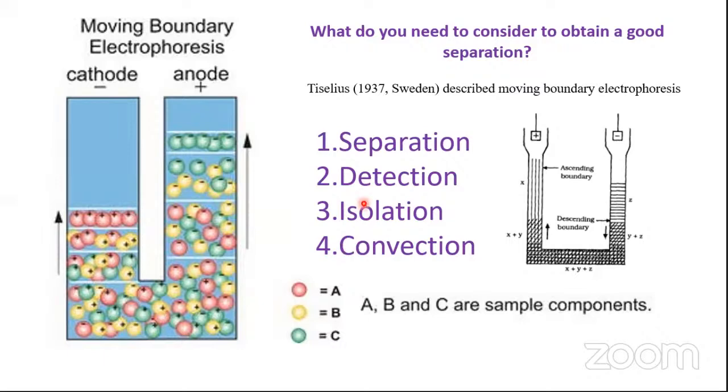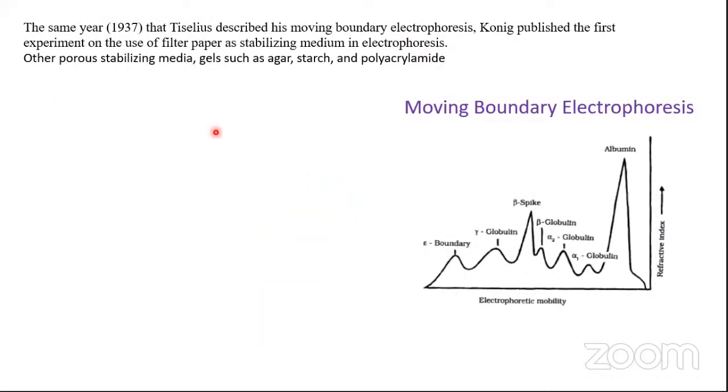So the next kind of electrophoretic procedure that was developed, realizing all these drawbacks of moving boundary electrophoresis, was referred to as zone electrophoresis. The first foundations of zone electrophoresis were laid down almost in the same period when Tiselius described his moving boundary apparatus. There was another person who was working on using paper as the stabilizing media for carrying out electrophoresis.